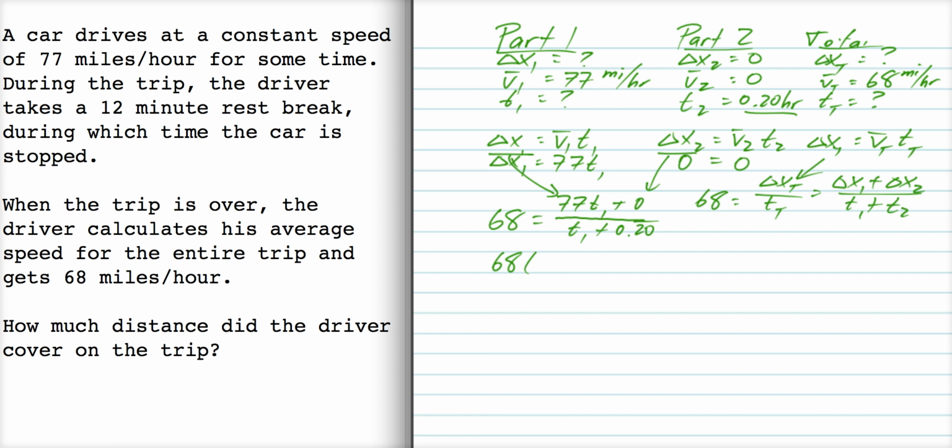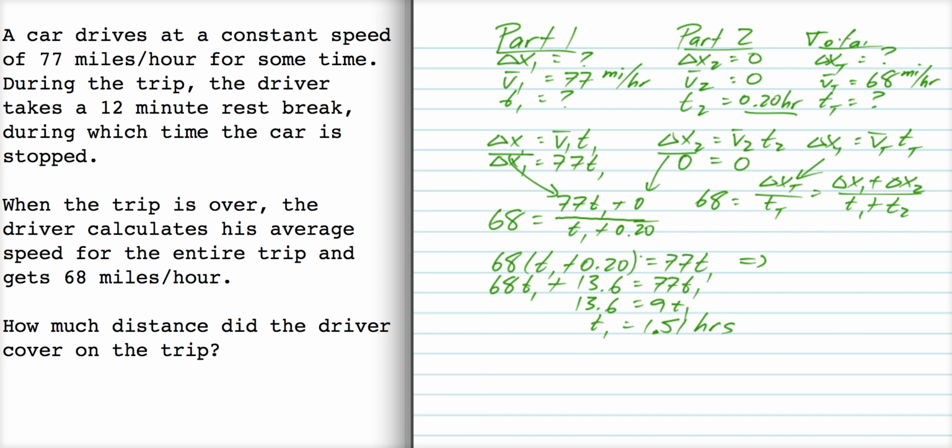So 68, if I cross multiply, I get that. And if you go through and do the algebra to solve that, you get 68 t1 plus 13.6 is equal to 77 t1, so 13.6 equals 9 t1, and that lets me solve for t1 being 1.51 hours. Well, now everything else is going to fall into place very easily.